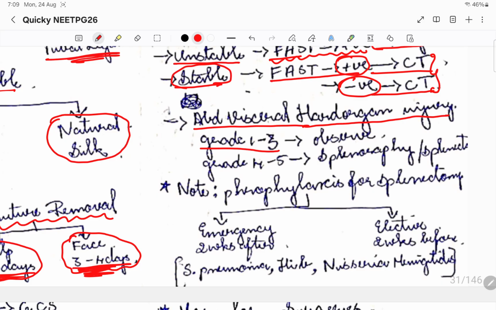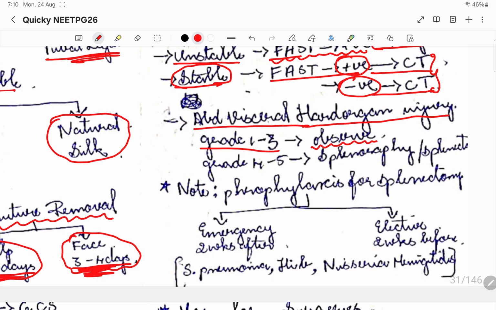So based on how exactly the organ looks on a CT and on USG, I mean FAST technique, we will try to grade the organs. We check whether it is shattered, whether only the hilum is injured, or whether only the capsule is damaged. So we grade based on this. Grade 1 to grade 3 we generally observe.